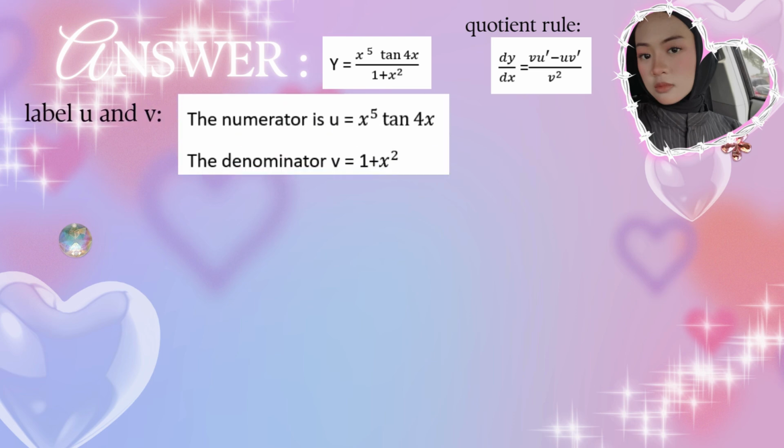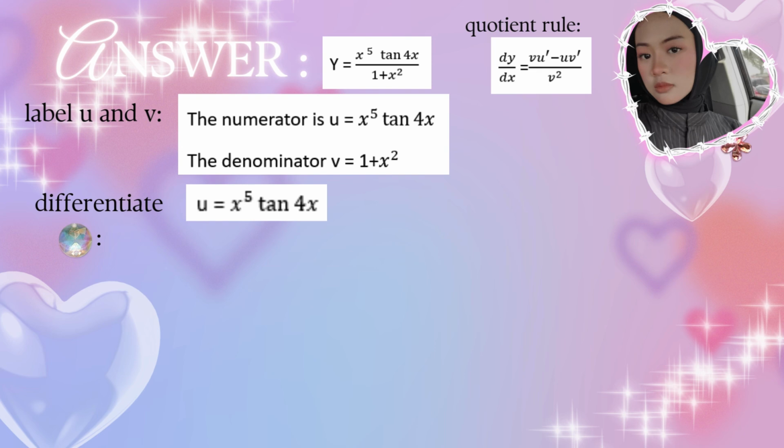The numerator is u equal to x to the power of 5 tangent 4x, and the denominator is v equal to 1 plus x squared. Alright, so from the quotient rule, in order to apply the rule, we need to differentiate u and v. Let's differentiate the numerator first, which is u equal to x to the power of 5 tangent 4x.